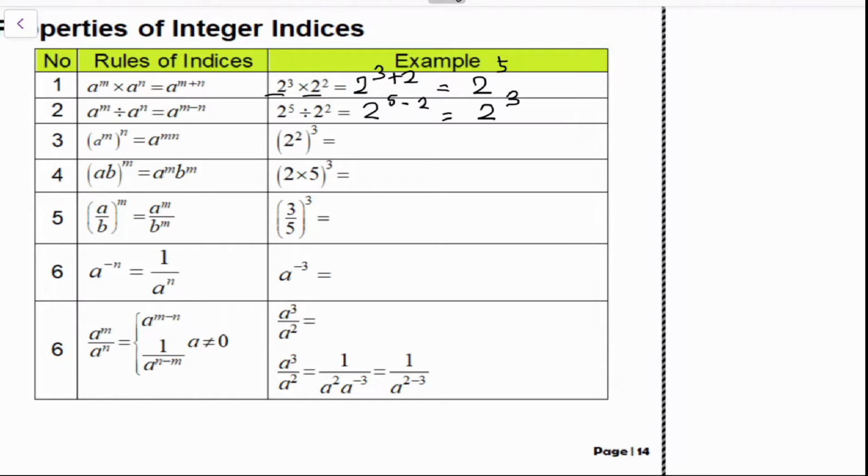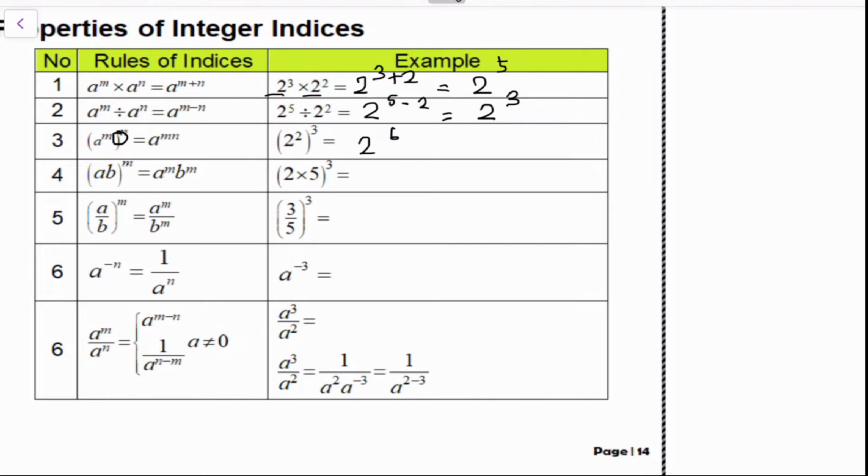Okay, the third one: when you have a to the power of m, with bracket, times another power, that is n, what you can do is just multiply the power. So for example here, you have 2 to the power of 2, to the power of 3. So the answer will be 2 times 3, which is 6.